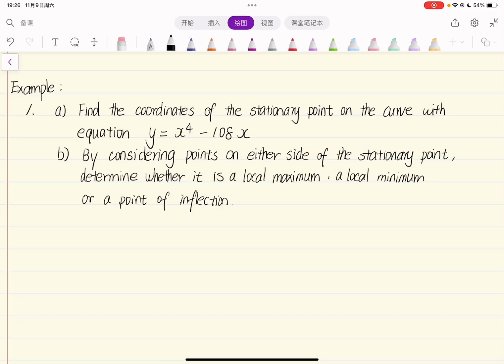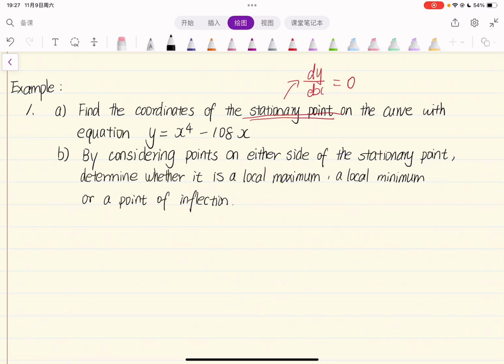Question 1 says: find the coordinates of the stationary point on the curve with equation y equals x to the power 4 minus 108x. So you need to find the coordinates of the stationary point. Stationary point means the point where the curve has gradient 0. So dy over dx equals 0.